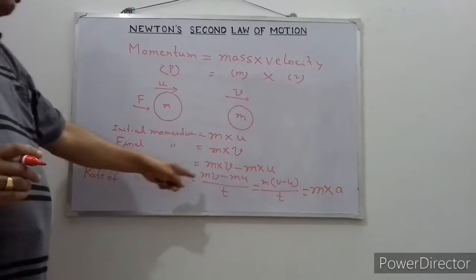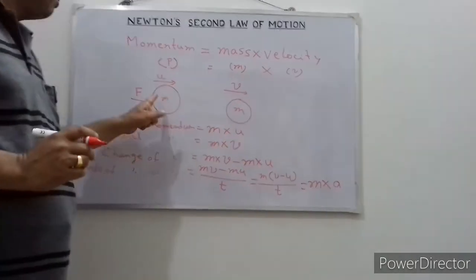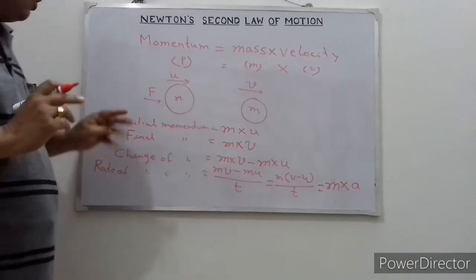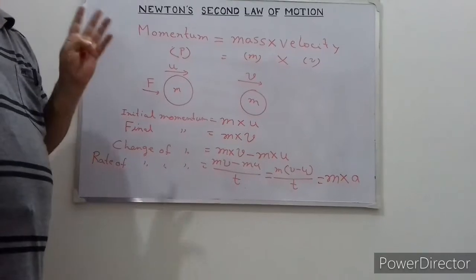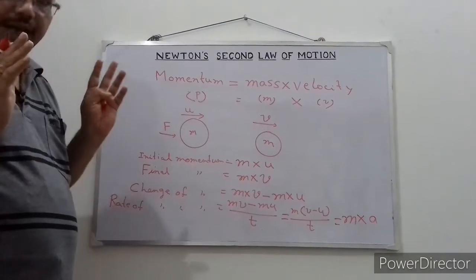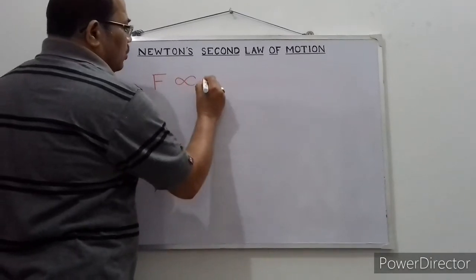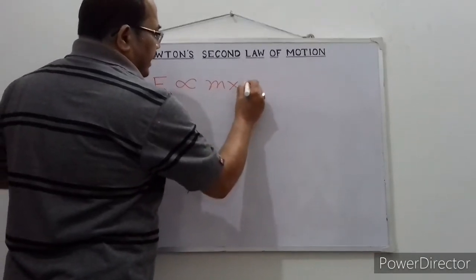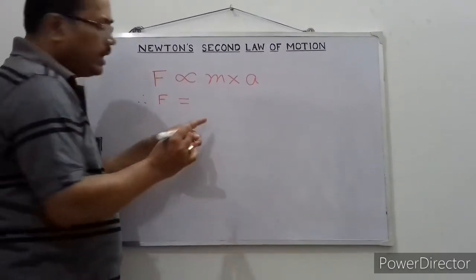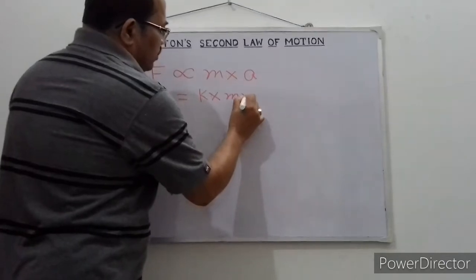So rate of change of momentum is nothing but the mass into acceleration of a body if the mass remains constant. If mass changes, that we will consider later. First we are considering an object which has the same mass, meaning mass remains constant. So the force applied is proportional to m into a. Therefore, F equals some constant of variation k into m into a.